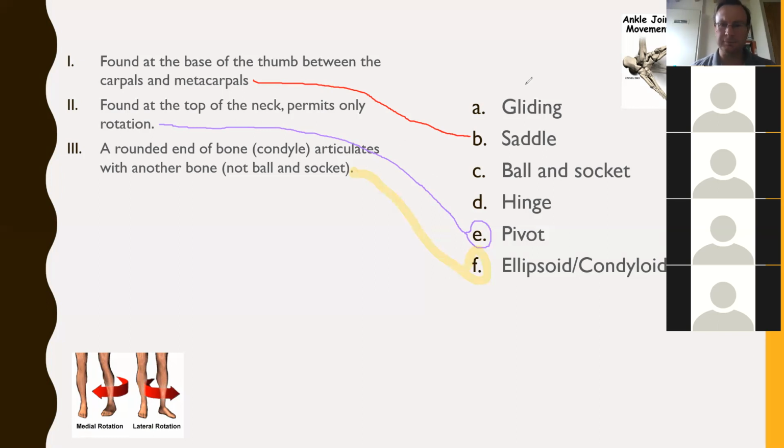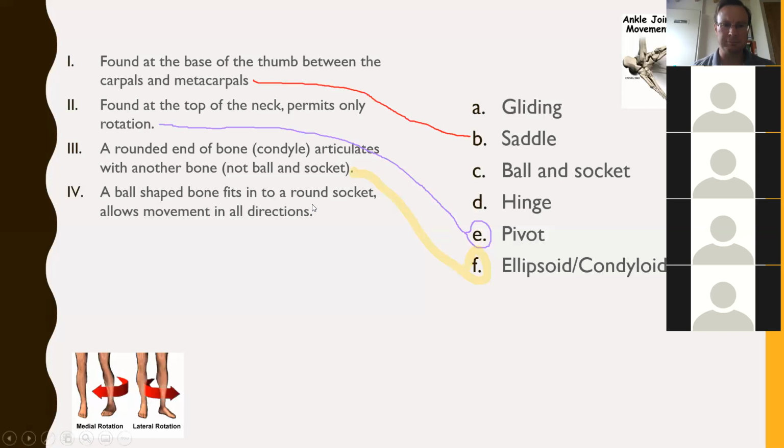Next up, a ball-shaped bone fits into a round socket, allows movement in all directions. Should be an easy one. Anyone? Where's it going to go? So a ball and socket.